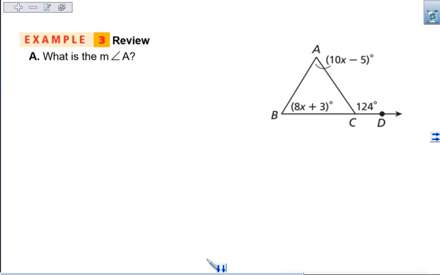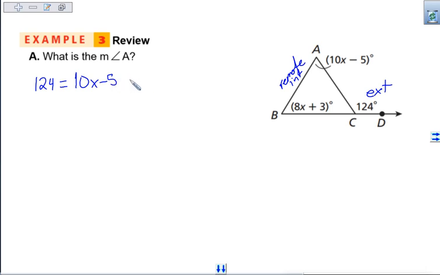Next one is a review from yesterday. We want to find the measure of angle A. We have an exterior angle from a triangle, and we have 2 remote interior angles. Remember that we take our exterior angle, 124, and it equals our two remote interior angles added together.